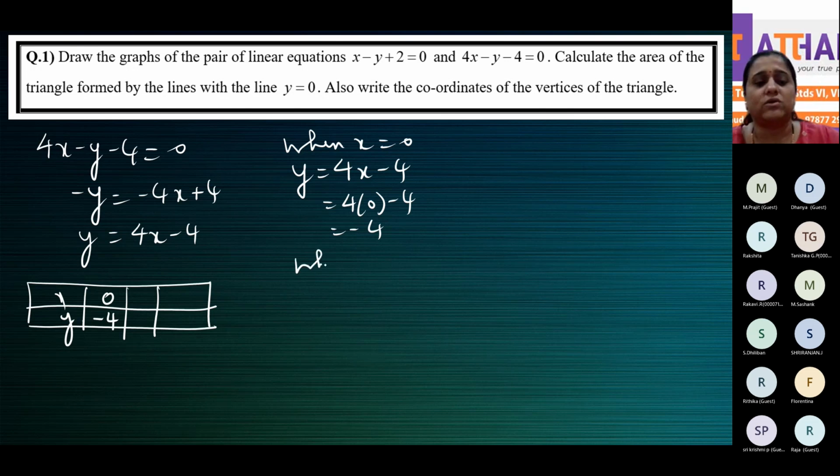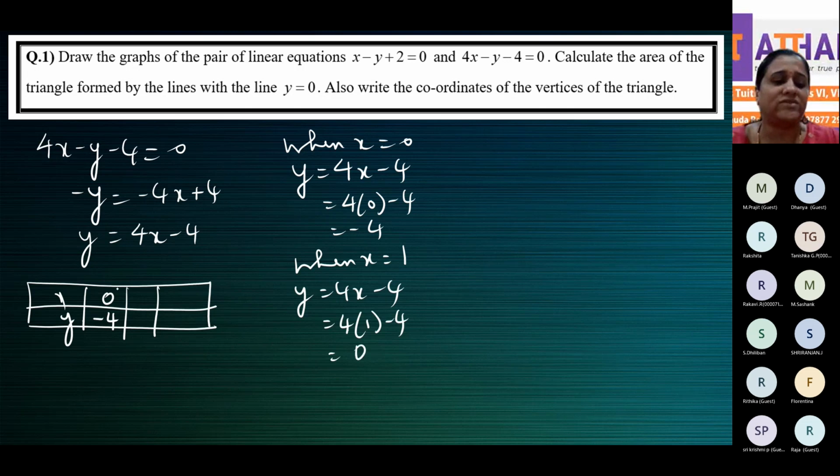Then when x is equal to 1, you can take any value, minus 1, 1, anything. When x is 1, y is equal to 4x minus 4. That's equal to 4 into 1 minus 4. So 4 minus 4, 0. When x is 1, y is 0.